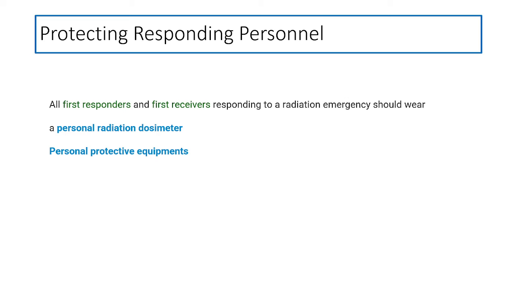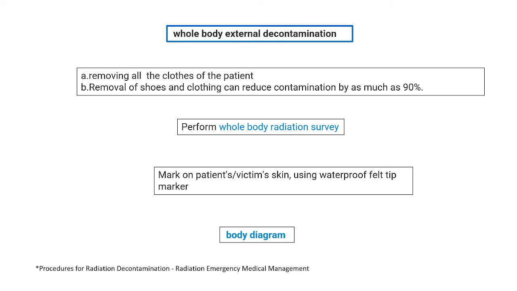before the decontamination procedure, all the first responders and all the medical personnel who first receive the patient should be well equipped with dosimeters and personal protective equipment. Moving on to the whole body external decontamination. There should be an external site made for decontamination. It should be far away from the emergency medicine department.